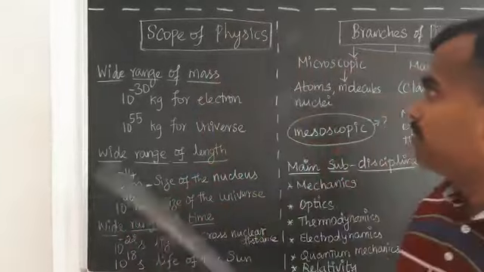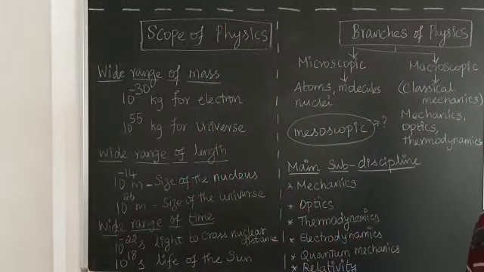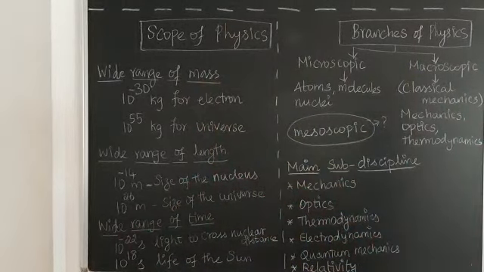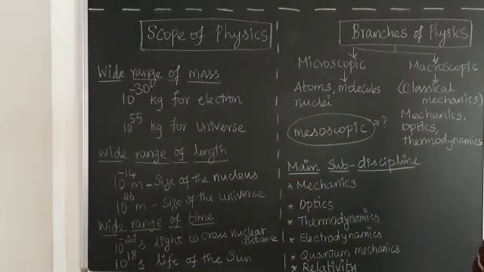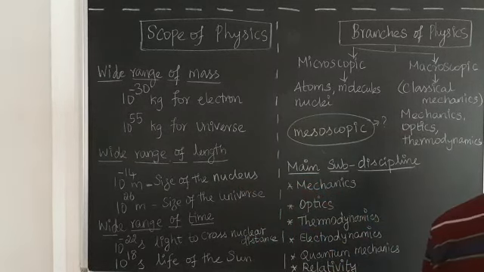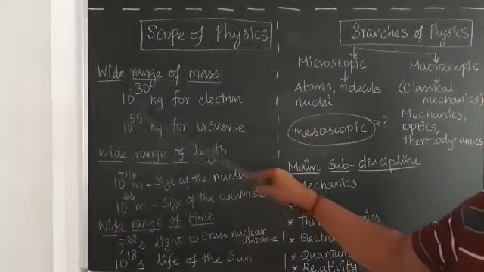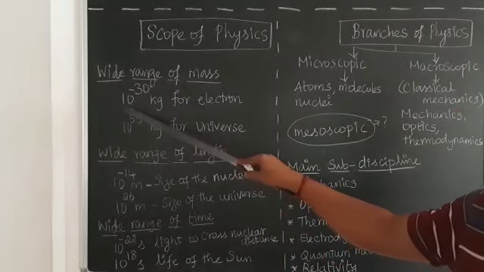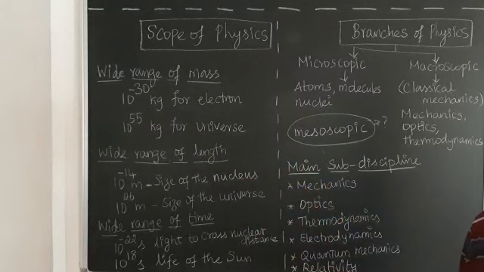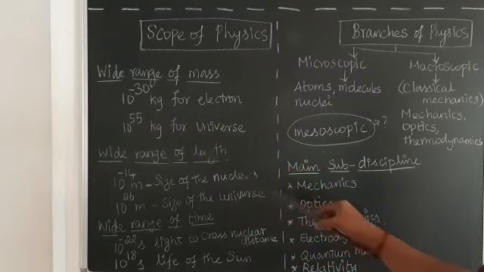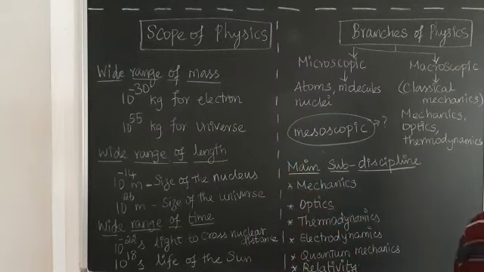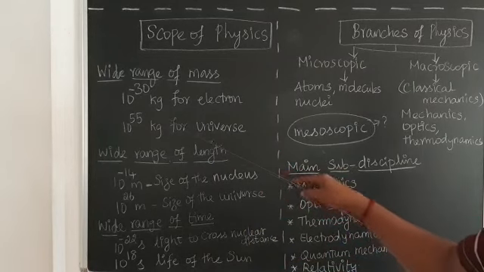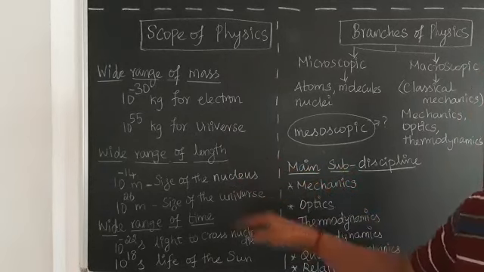Here the scope of physics is a very wide range. If you are going to measure mass in physics, we can measure down to 10 to the power minus 30 kg for an electron. The electron is very tiny, right, with a weight of 10 to the power minus 30 kilograms, whereas the mass of the universe is 10 to the power 55 kilograms. So it has a wide range, right? We can measure between these two ranges.